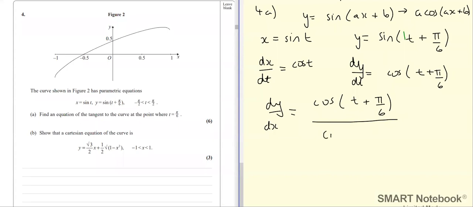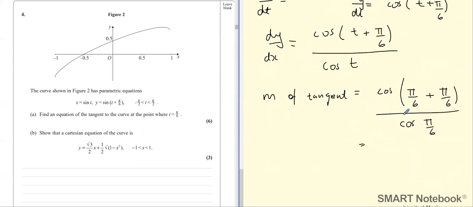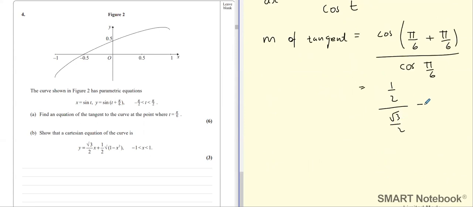Over cos t, I've got dy by dx. Now it tells us t equals pi over 6. So all I need to now do is to work out my gradient. M of tangent is going to be cos of pi over 6 plus pi over 6 over cos of pi over 6. And so the numerator is a half, and the denominator is root 3 over 2. And so we get 1 over root 3, or root 3 over 3.